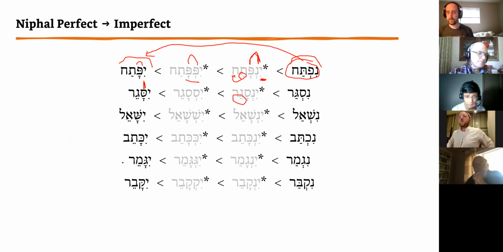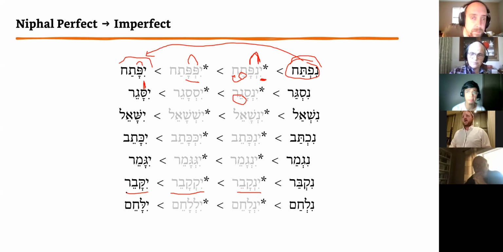And finally, nikbar, that we already went over, was buried. Nikbar, yin-kaver, yik-kaver, yikaver. He will be buried. Okay, nilcham, yin-lachem, yil-lachem, yilachem. This is simply the assimilation of the nun. The nun assimilates and creates a doubled consonant that's written with dagesh forte. Okay? Ward, you're good with that? Yeah. Mm-hmm. Yes. All right, John, you're good?